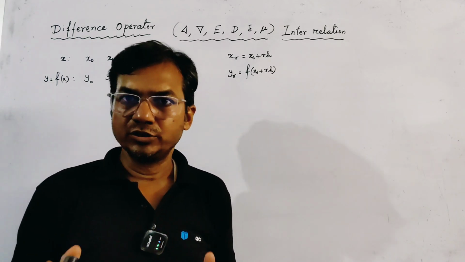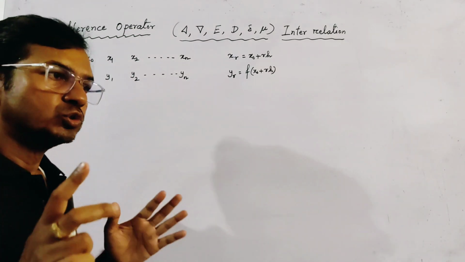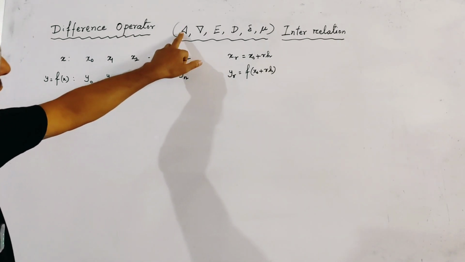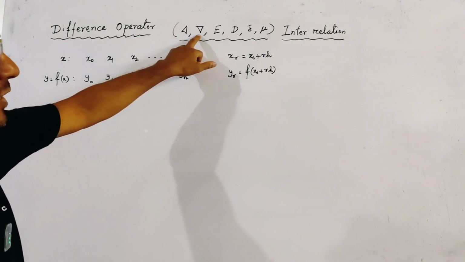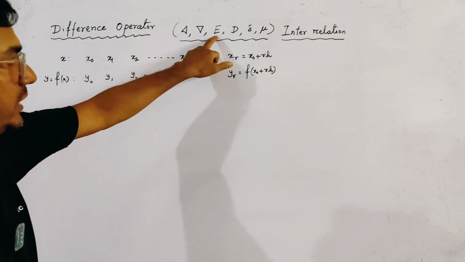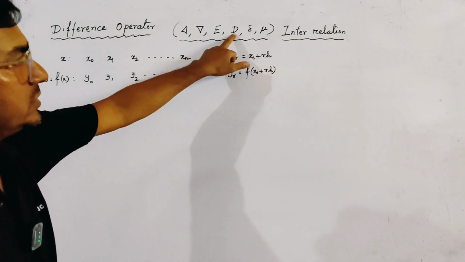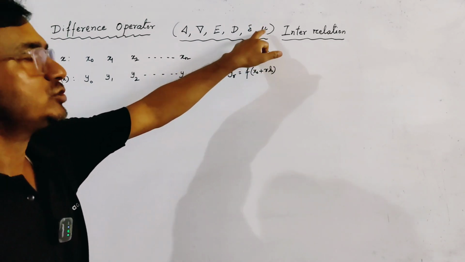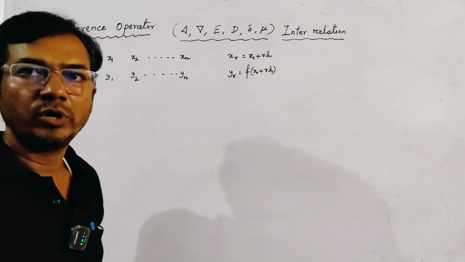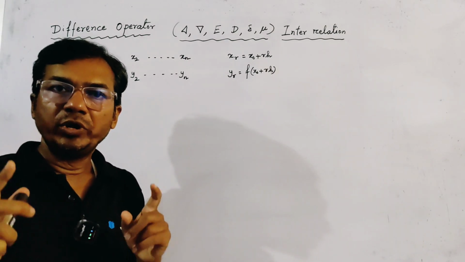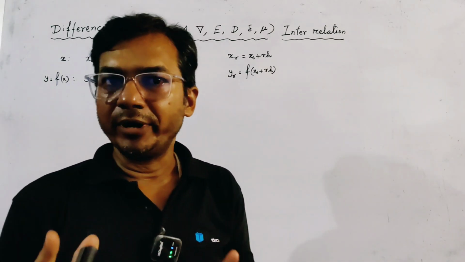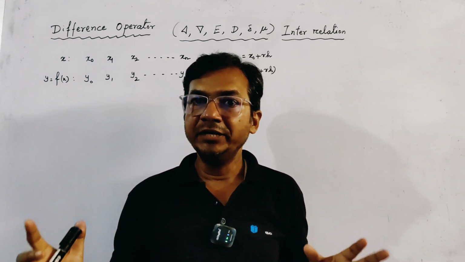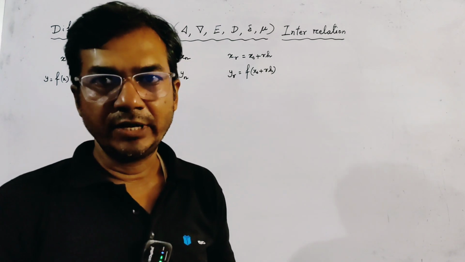In numerical analysis, there are many difference operators: the forward difference operator delta, the backward difference operator nabla, the shift operator E, the differential operator D, the central difference operator delta, and the average operator mu. Here we define each operator one by one and find the interrelations between them.